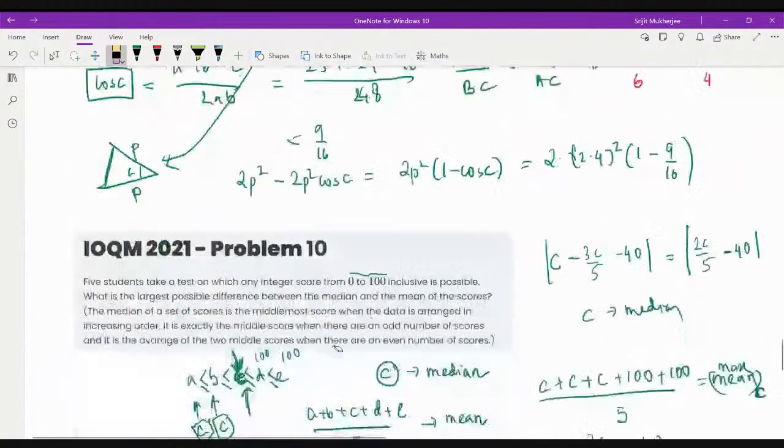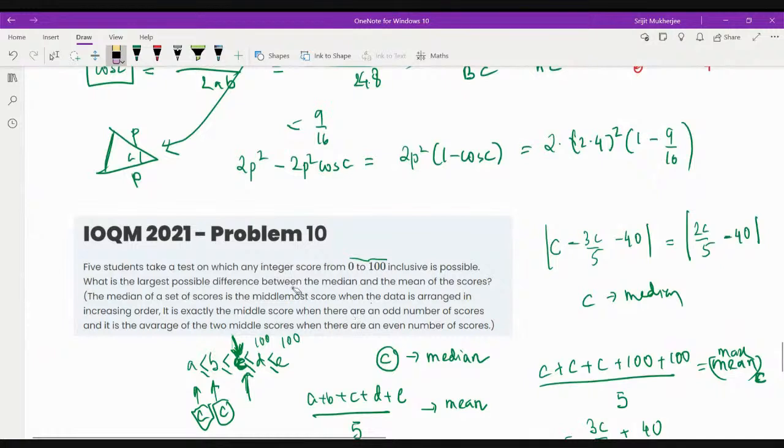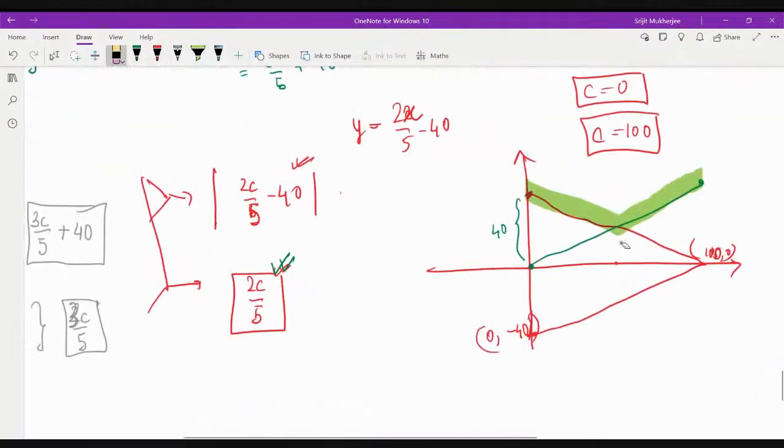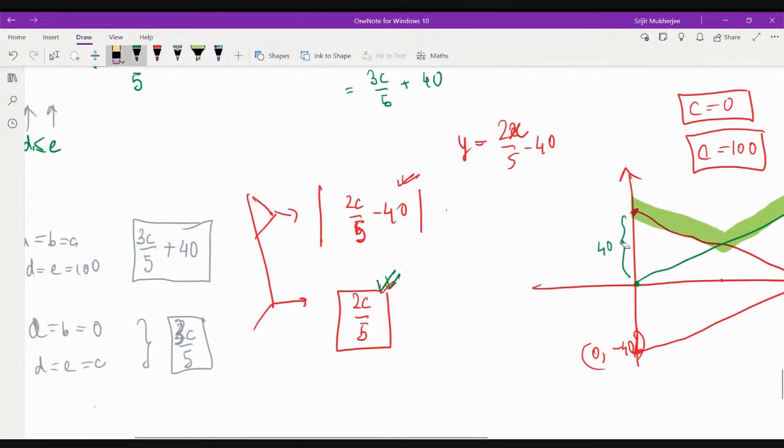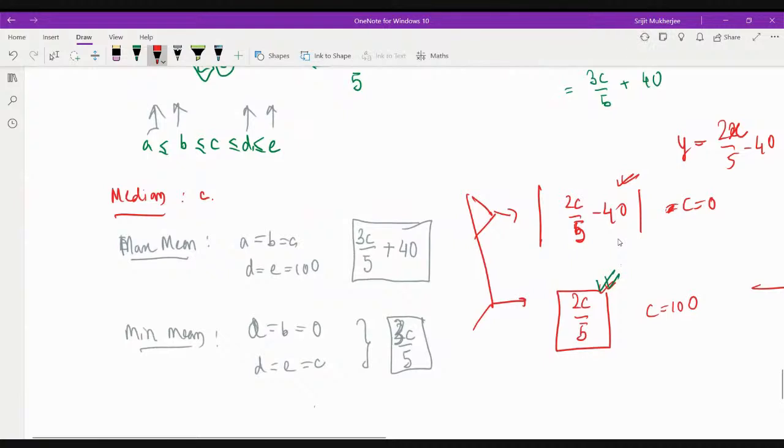Instead of this problem, you could have asked for the number of cases for which this is achieving the largest possible difference, and we have found out it is actually achieved by two different sets of scores. What are the two different sets of scores? Here it is happening when C is equal to 0, and here when C is equal to 100. Observe this: if C is equal to 0 over here, it means 0, 0, 0, 100, 100 is the case, and if C is equal to 100, it means 0, 0, 100, 100, 100 is the case.